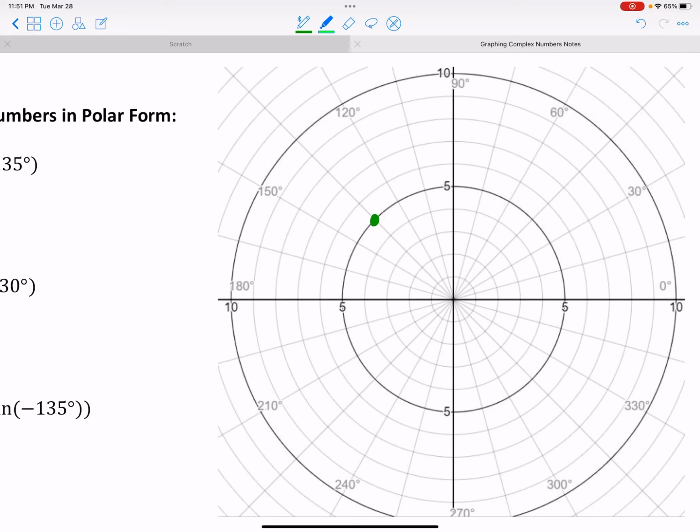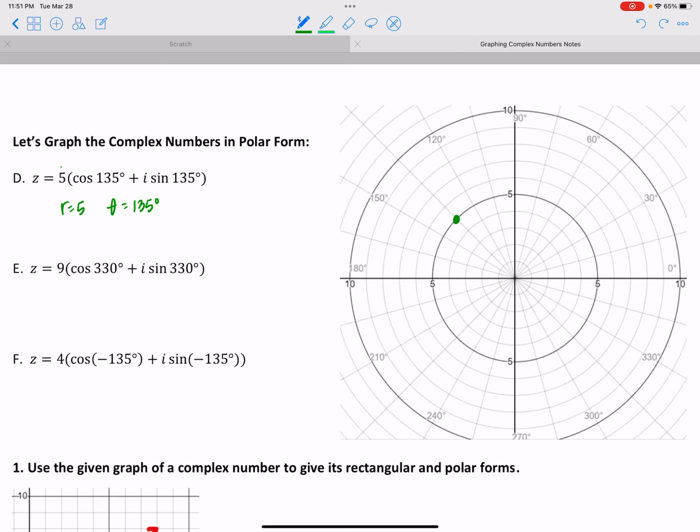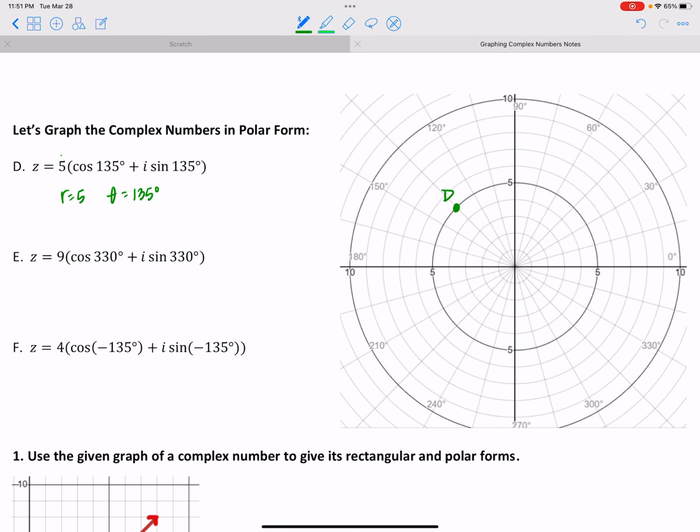If we want to put that radius in, we can, but it's implied because we've gone out that distance. So that would be the location for D. That is what the graph of our complex number in the polar system looks like. Crazy. This seems so different from things we've done before.